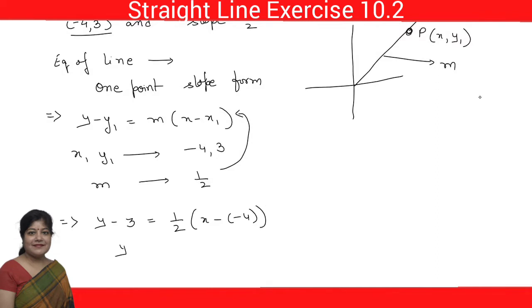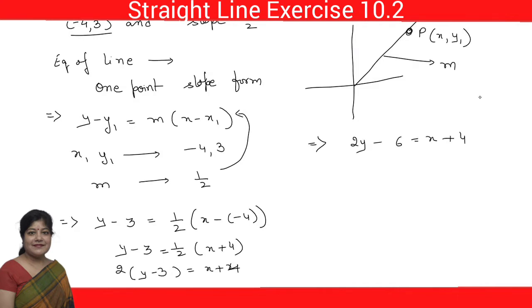Now we have to solve this. y minus 3 equals 1 by 2 into x plus 4. Cross multiply. 2 into y minus 3 is equal to x plus 4. So we have 2y minus 6 is equal to x plus 4. So we take everything on the right hand side. x minus 2y plus 6 plus 4 is equal to 0. So x minus 2y plus 10 is equal to 0. This is the required equation of the line.